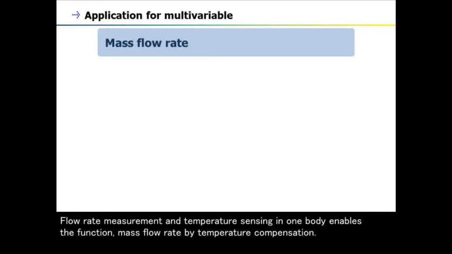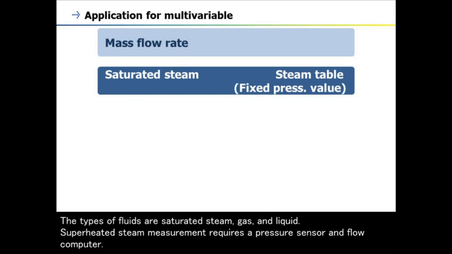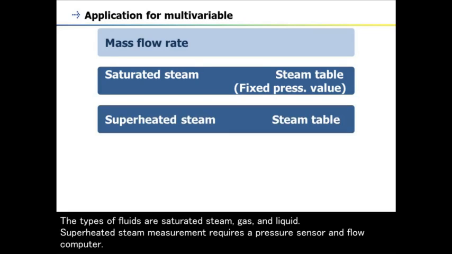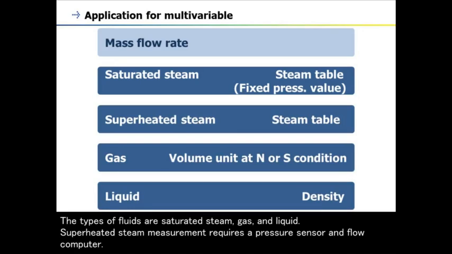Flow rate measurement and temperature sensing in one body enables the function, mass flow rate by temperature compensation. The types of fluids are saturated steam, gas, and liquid. Superheated steam measurement requires a pressure sensor and flow computer.